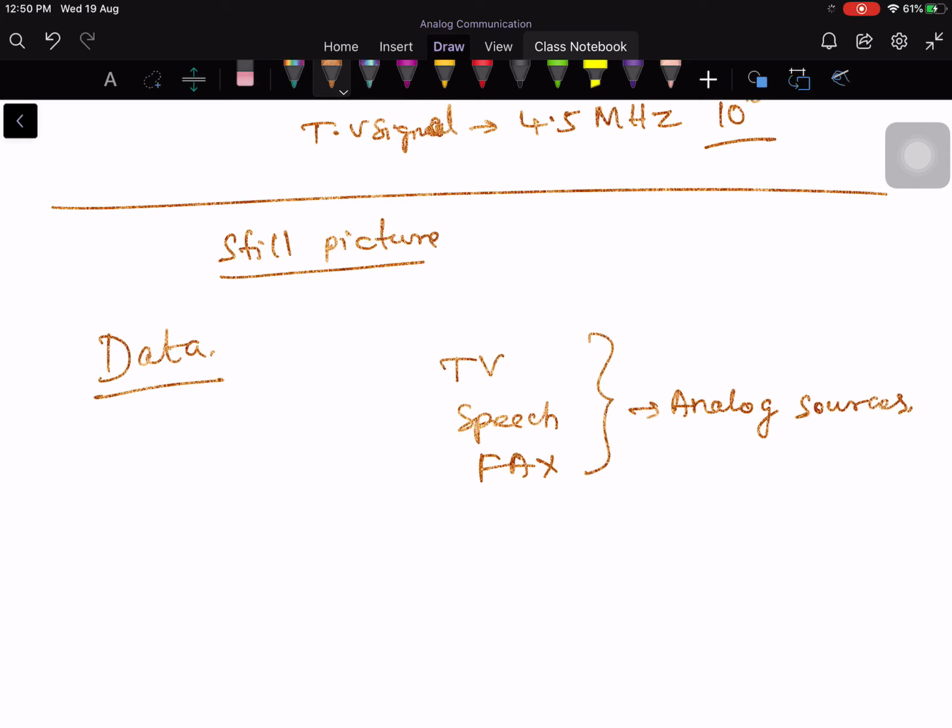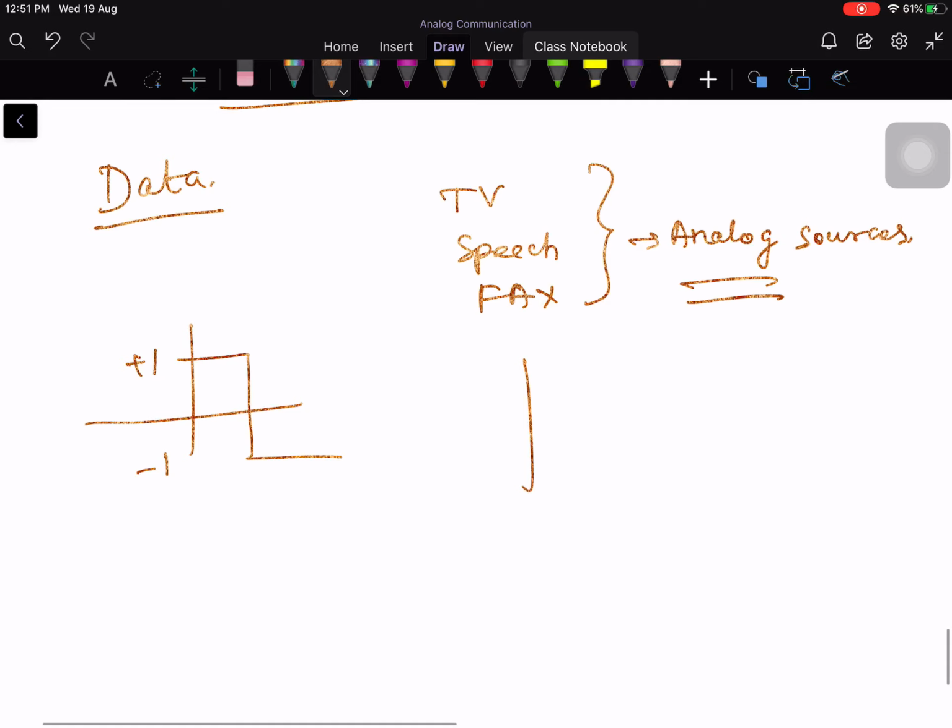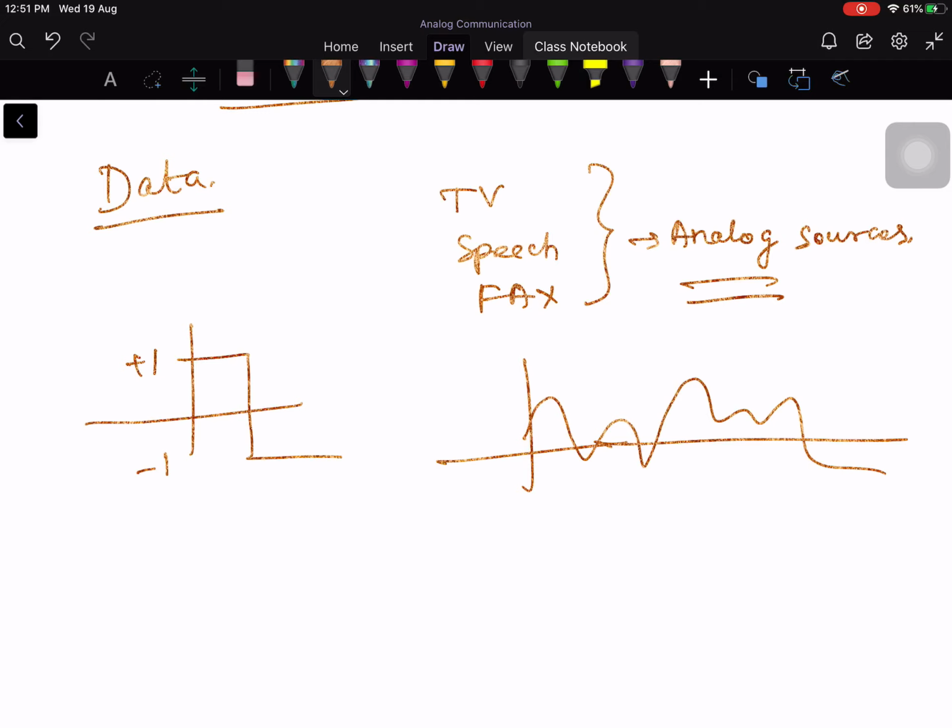Okay, so these sources are basically different from the data sources in one major way. These are all called analog sources. An analog signal is one in which there is continuous variation. Data is basically digital. Digital means there are binary variations, either +1 or -1. But in a continuous time signal there is a continuous variation of the signal like this. Theoretically, it can take any value from +infinity to -infinity.